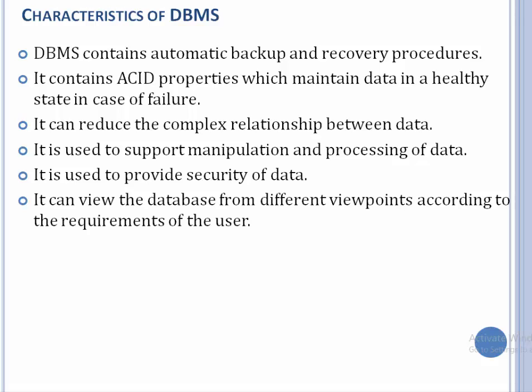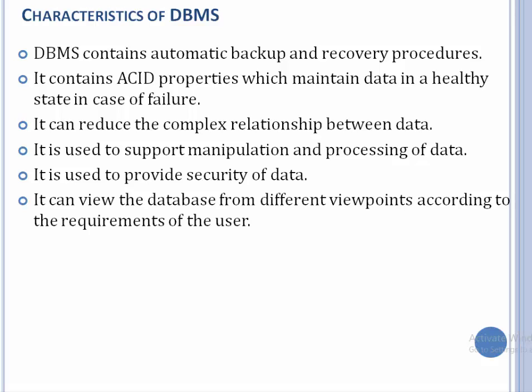ACID properties. The DBMS transaction must satisfy the ACID properties. So ACID properties means A is atomicity, C means consistency, I means isolation, and D means durability. Okay. So atomicity means the entire transaction takes place once or does not happen.